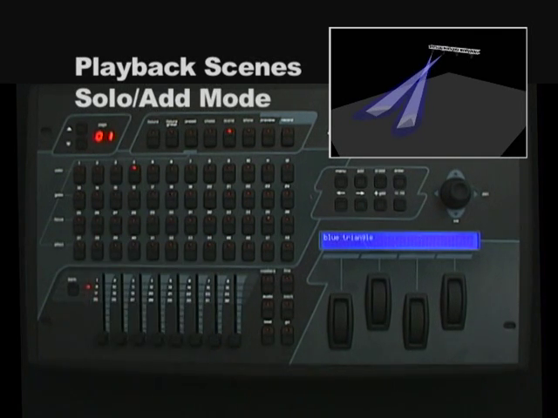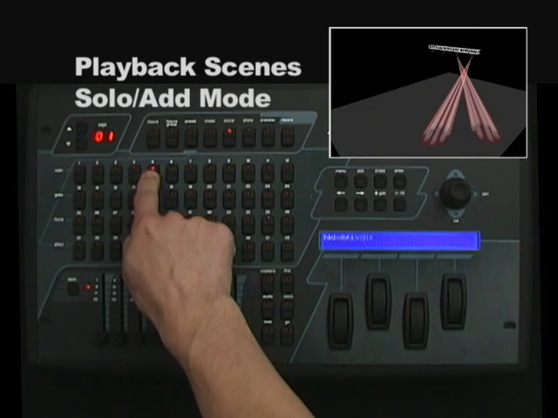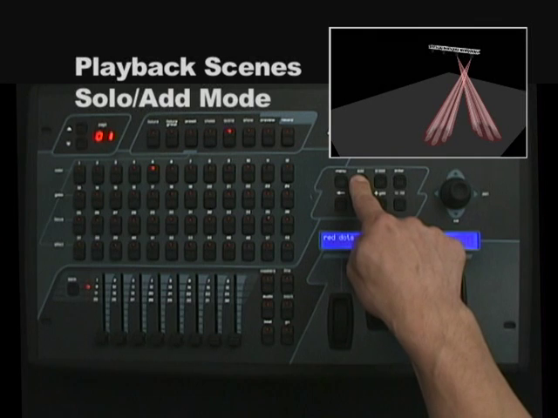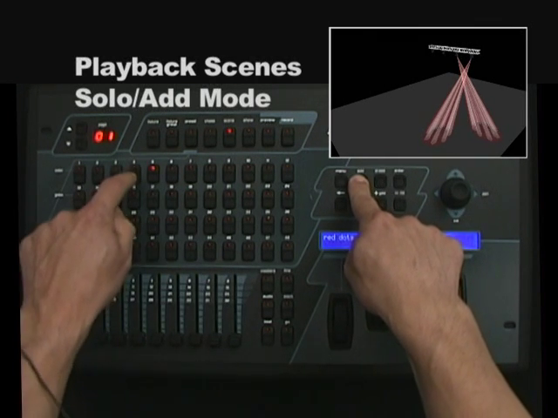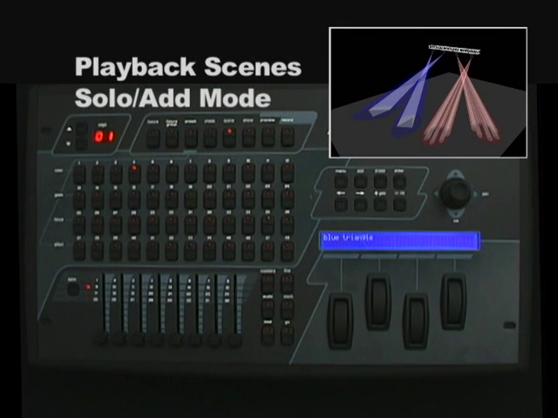I pre-recorded this scene that includes only 2 of my power spots. I pre-recorded a scene on button 5 that includes the other 2 power spots. As you can see, one scene overrode the other. If I want to add 2 scenes together, I can hold the add button down, then select the scene that I wish to add. Both scenes are now playing back at the same time.